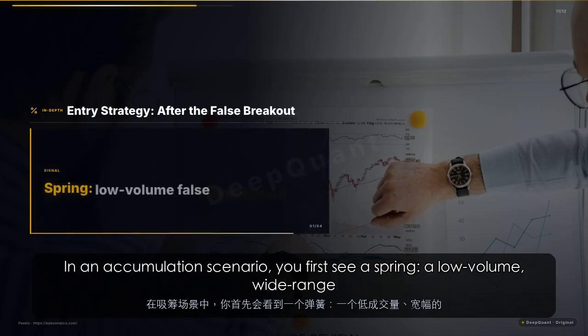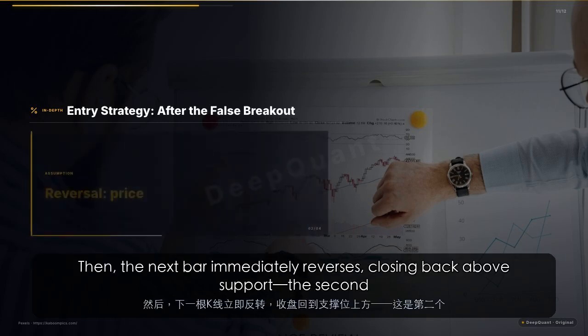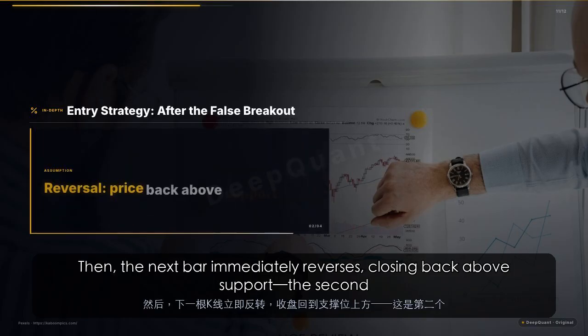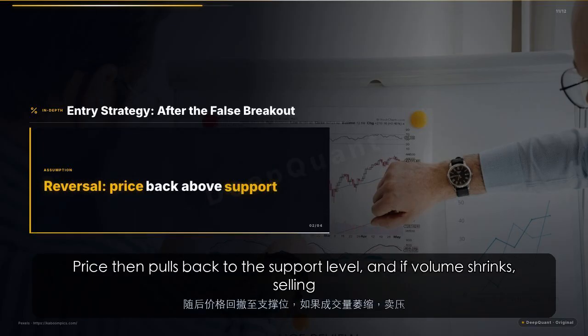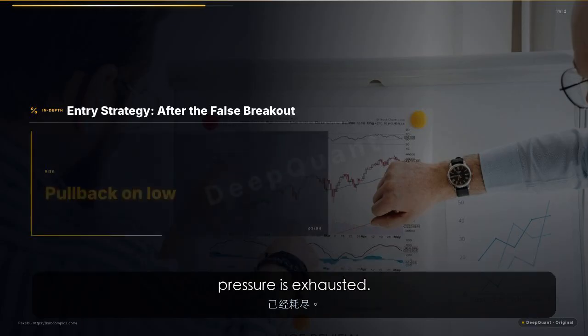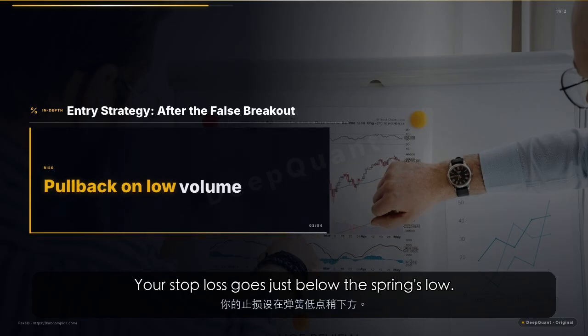In an accumulation scenario, you first see a spring, a low volume, wide range bar that breaks support. That's the first warning. Then, the next bar immediately reverses, closing back above support, the second warning. Price then pulls back to the support level, and if volume shrinks, selling pressure is exhausted. Finally, a high volume up bar signals the entry. Your stop loss goes just below the spring's low.